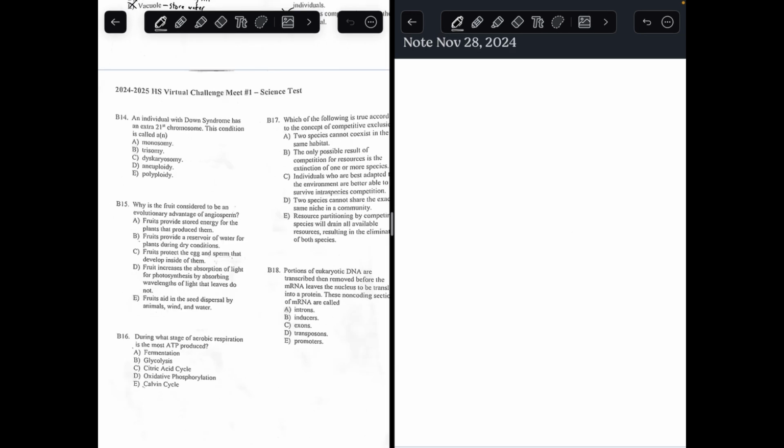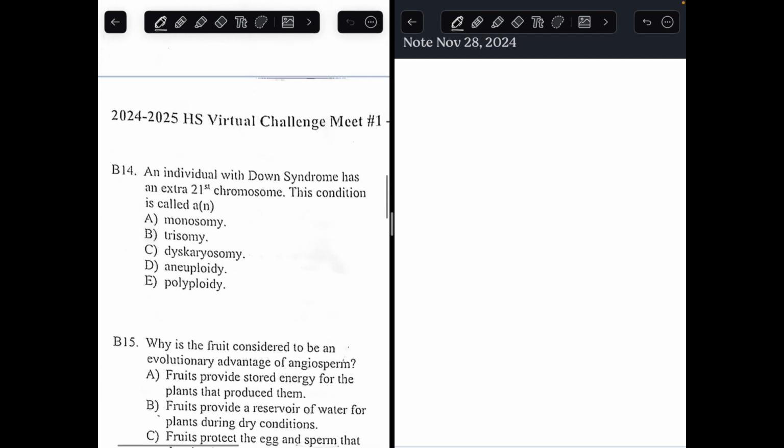Number 14. An individual with Down syndrome has an extra 21st chromosome. This condition is called an... For all these three terms, let's quickly define them. A monosomy is when you have one less chromosome in a pair.